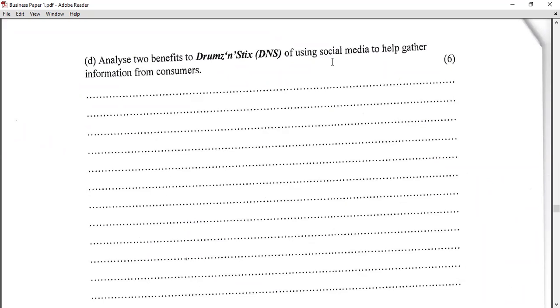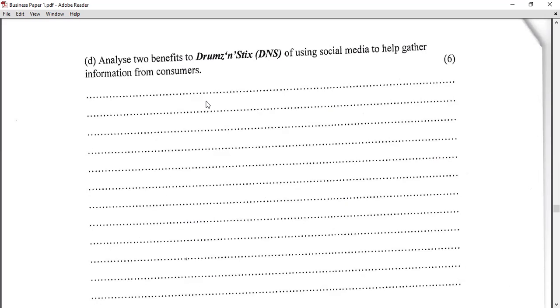So the two advantages of social media you have to write according to the drums and sticks. If you just write the advantages such as cheaper method, convenience, quick feedback and broad reach without the application to the drums and sticks, you are getting only a maximum of 3 marks. So try to write two points applied to the case.